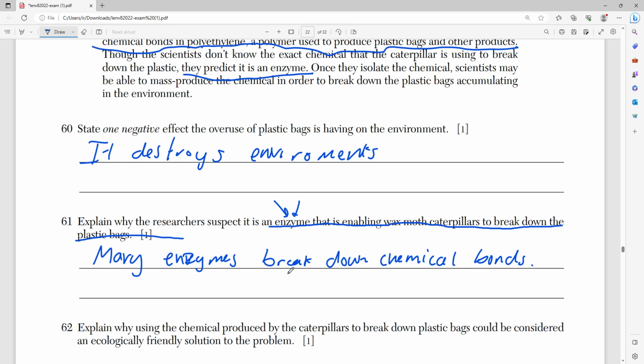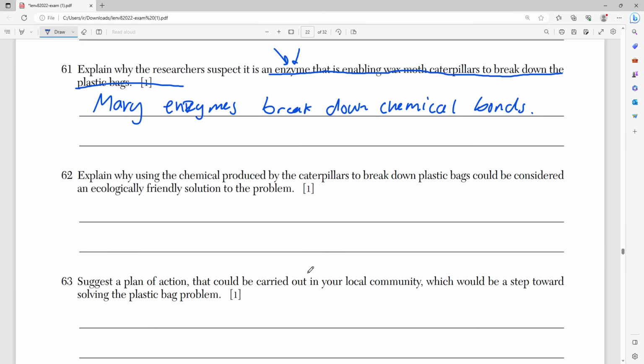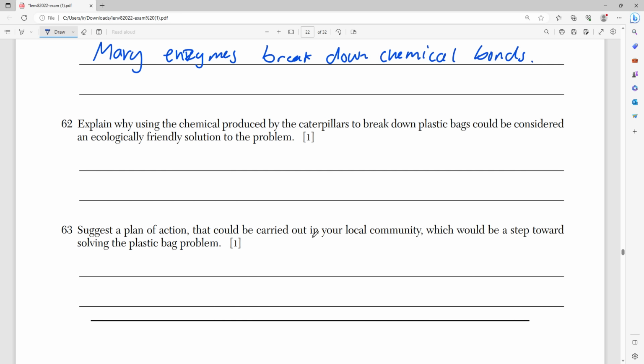So we could say that researchers suspect that it's an enzyme that enables wax moth caterpillars to break down the plastic bags because a key feature of enzymes is their ability to digest substances and break down bonds within substances, or break down substances themselves. Number 62 asks us to explain why using chemicals produced by caterpillars to break down plastic bags would be considered an ecologically friendly solution to the problem.